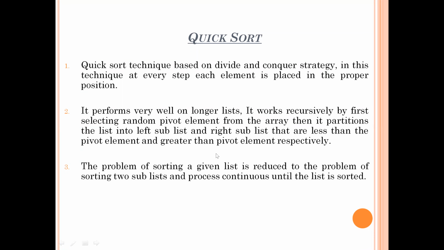So then what will we do? Again, we will call the same quicksort algorithm for the left sublist, and again you will call the quicksort algorithm for the right sublist. So this is done recursively until all the elements in the list are sorted. So that means the problem of sorting a given list is reduced to the problem of sorting two sublists, and the process continues until the list is sorted. So this is what is meant by quicksort.